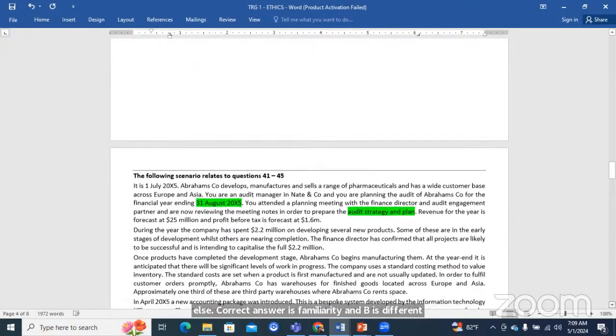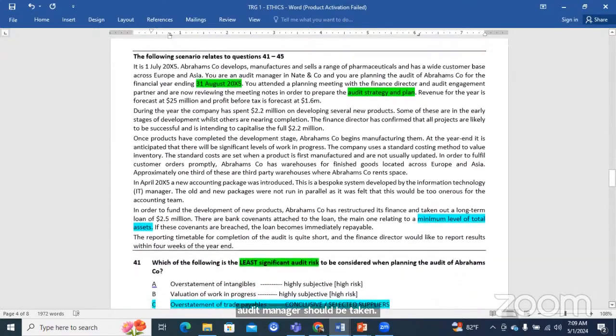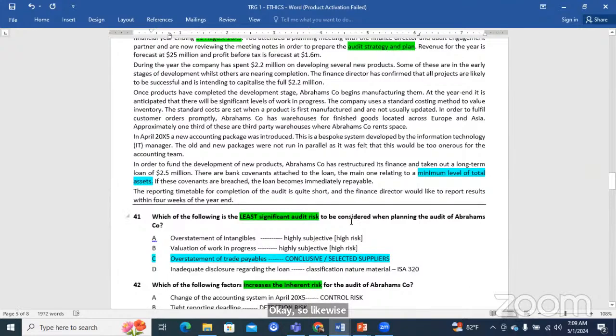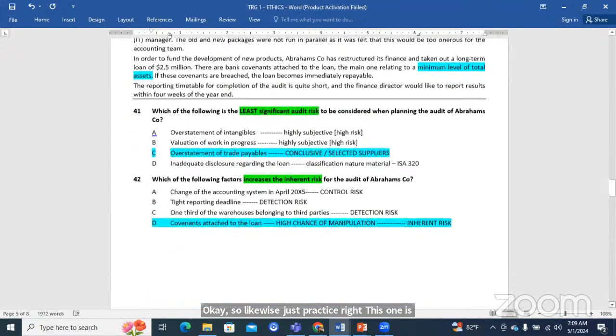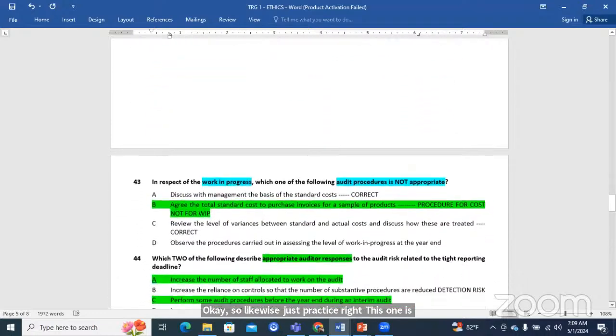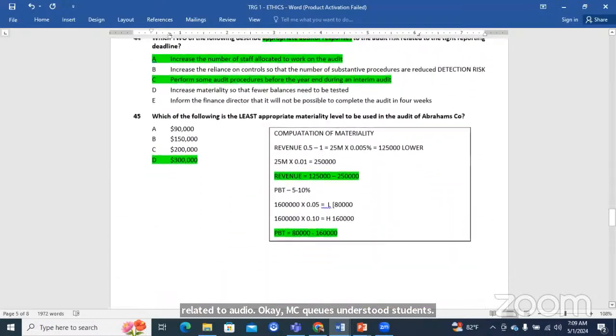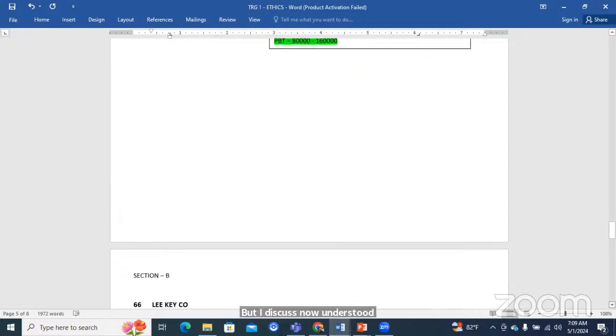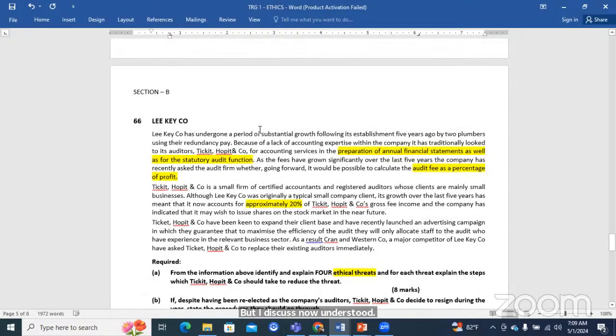Okay. So likewise, just practice, right? This one is related to audit risk. I'll do it later. Okay. MCQs understood, students? I discussed now, understood? MCQs understood. Yes or no?